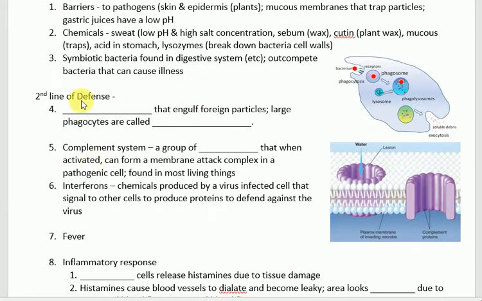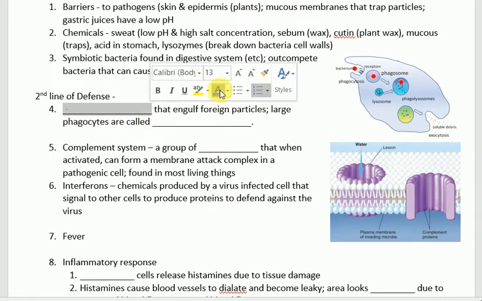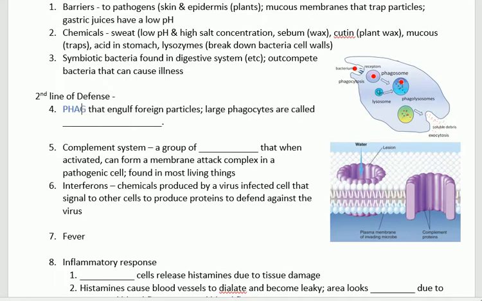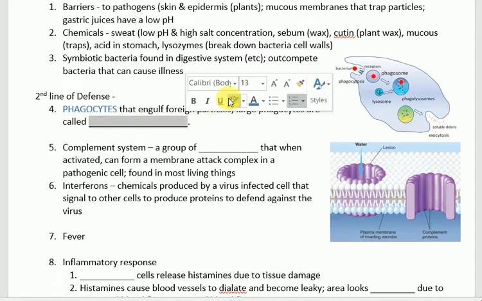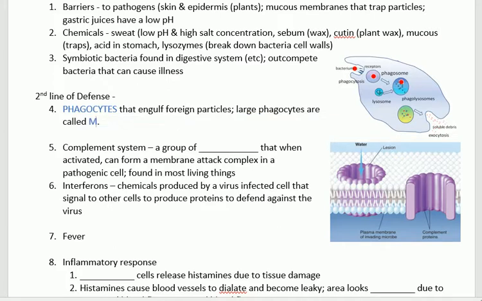Then we have our second line of defense. And our second line of defense starts with our phagocytes. And basically they have the ability to engulf foreign particles. And there are large phagocytes that are called macrophages. So this is an example of a large macrophage.